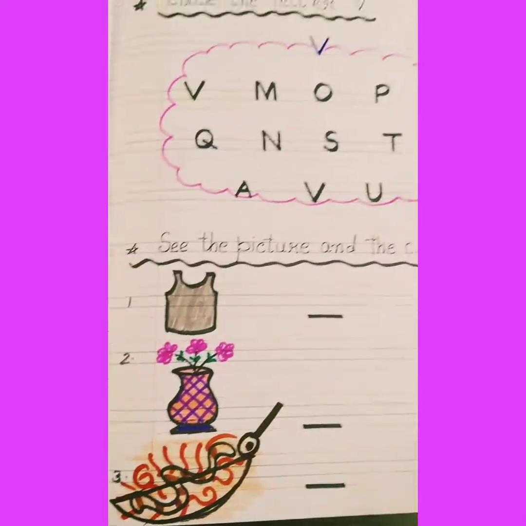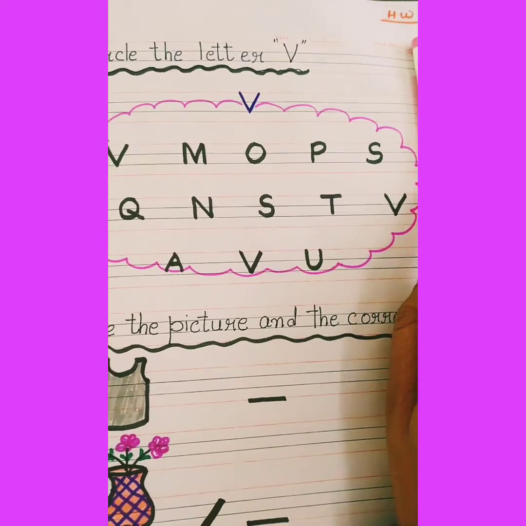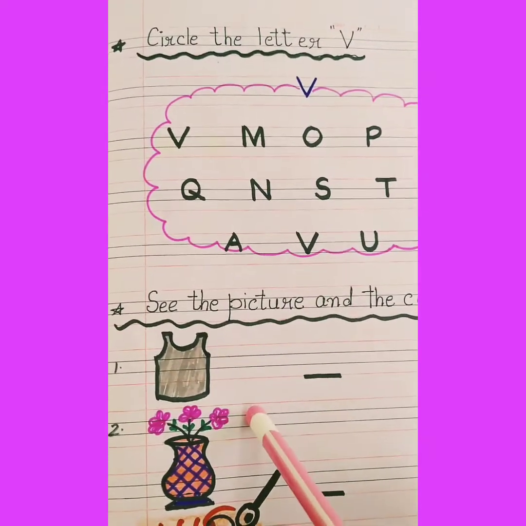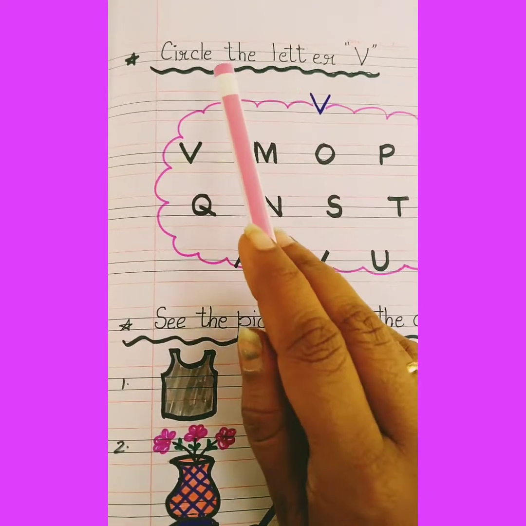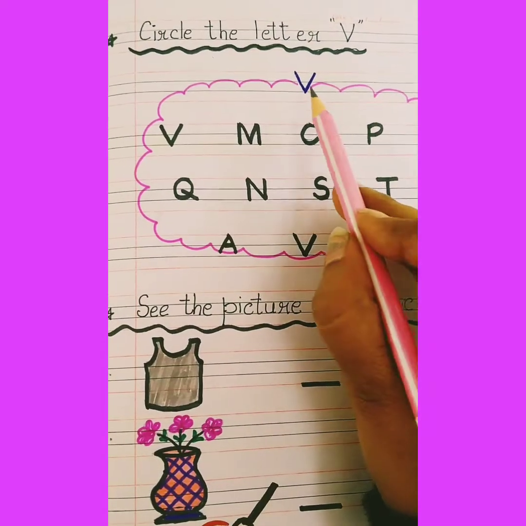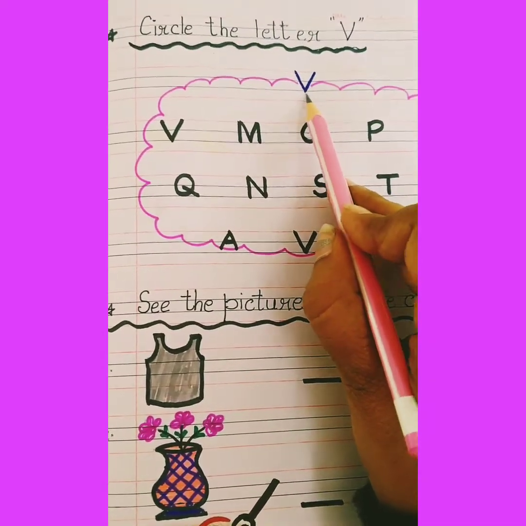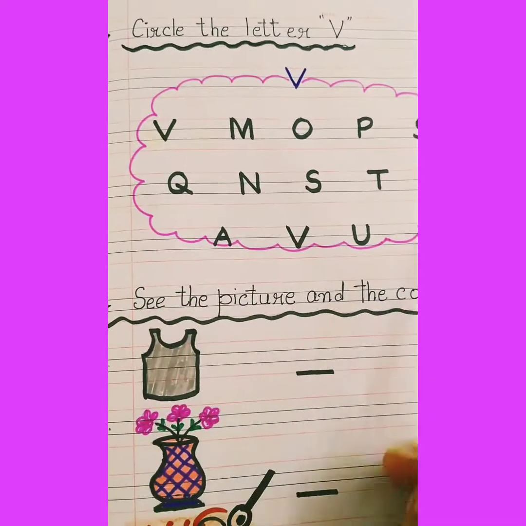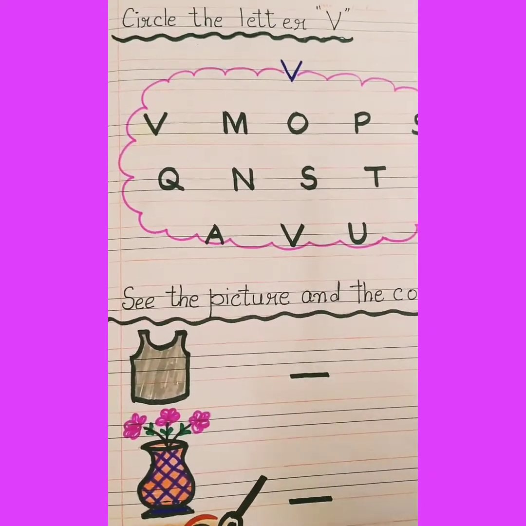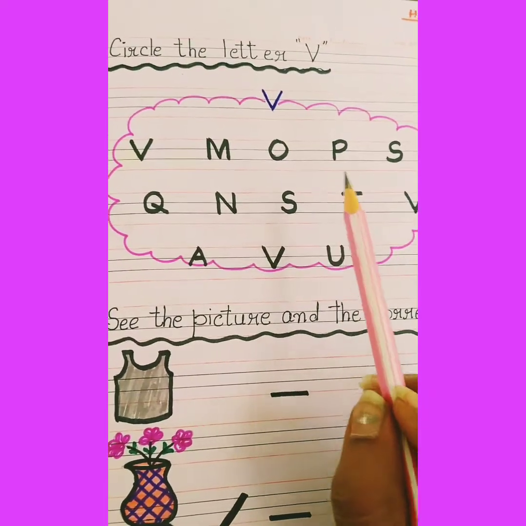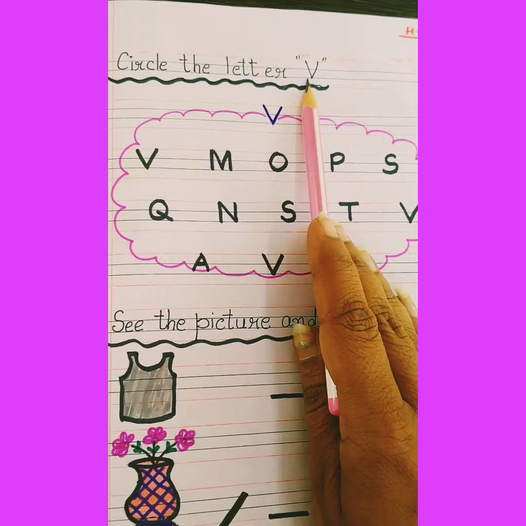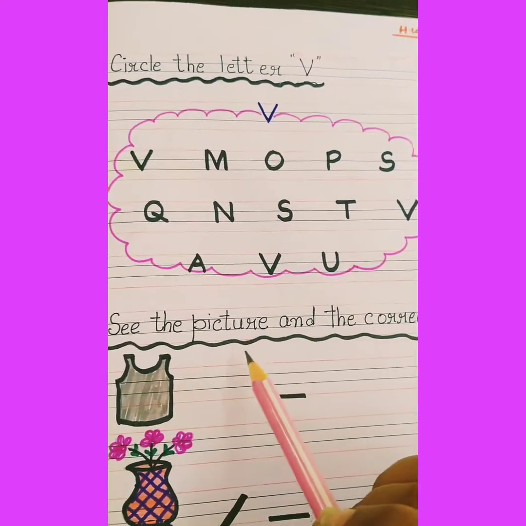Now come to our HW page. Okay, so on this HW page we have some small activities. So your first question is circle the letter V. Okay, so which letter is this? Letter V. Okay, so we have one design here and inside we have different letters here. So what you have to do, you have to find out only the letter V and you have to circle the letter V only. Okay, so let's start.